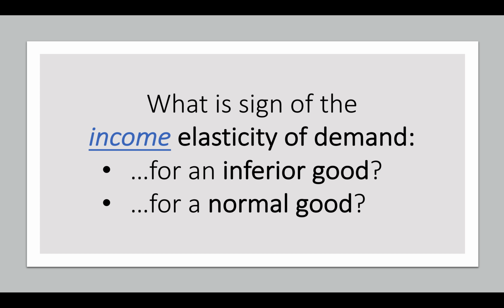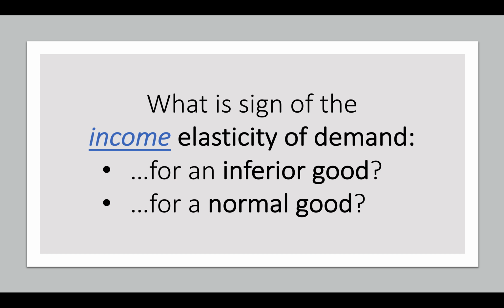Now, in the case of income elasticity, there's tons of goods that are normal goods, and there's tons of goods that are inferior goods. So when we talk about income elasticity of demand, which some people use a Y to denote, we actually do report the sign. So the definition of an inferior good is a good for which the income elasticity of demand is negative, and the definition of a normal good is a good for which the income elasticity of demand is positive.